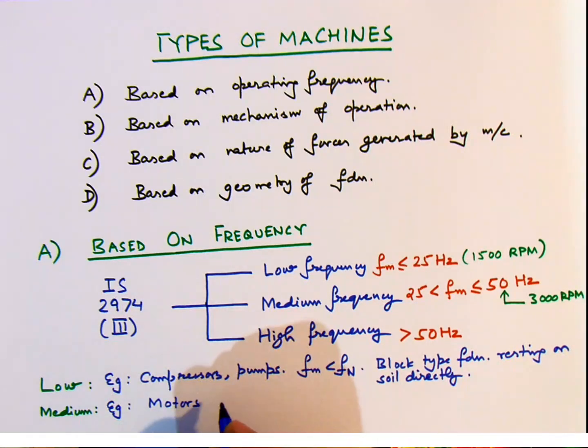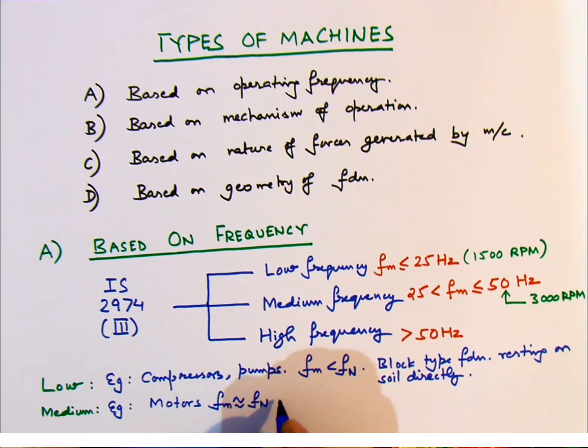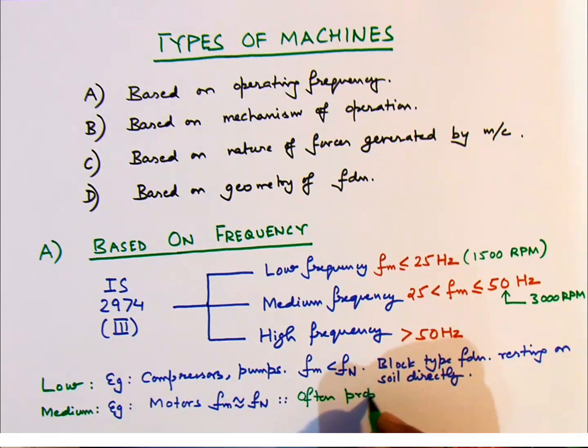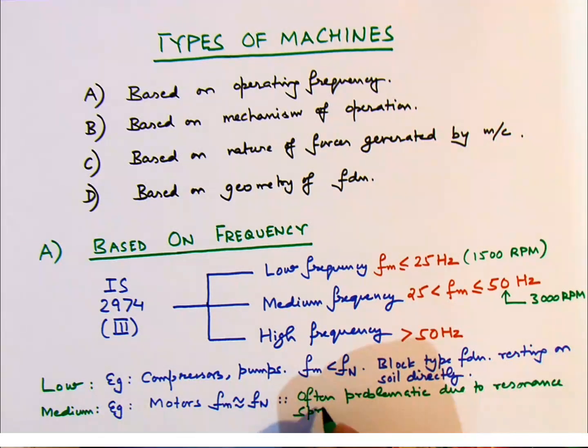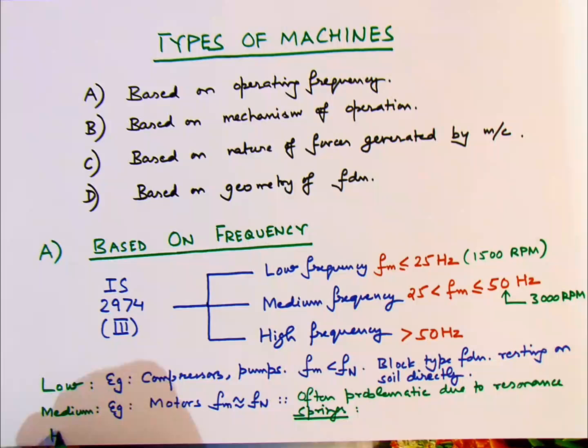Examples of the medium frequency machines are motors. Usually in such machines, the operating frequency is of the same order and range as the natural frequency of the soil foundation system, and sometimes these kinds of machines face the problem of resonance, and usually they are provided with springs or similar mechanisms so that the natural frequency of the foundation soil system is reduced.